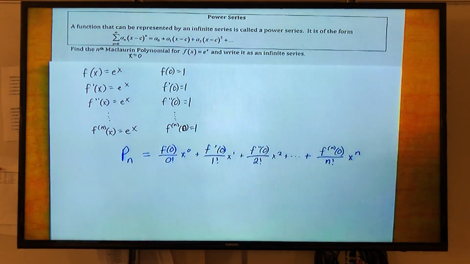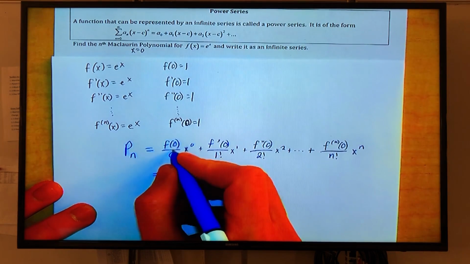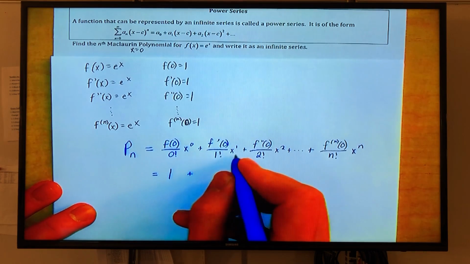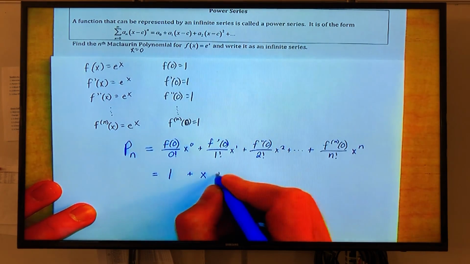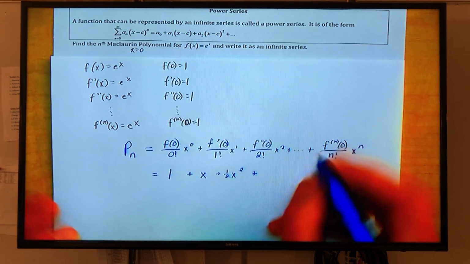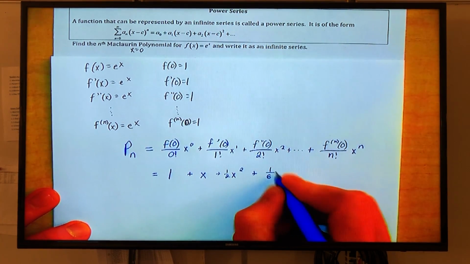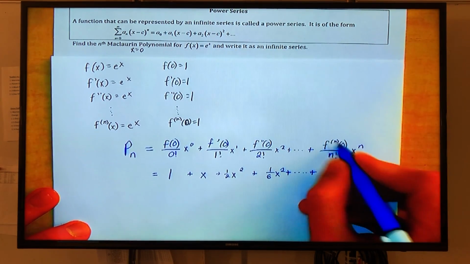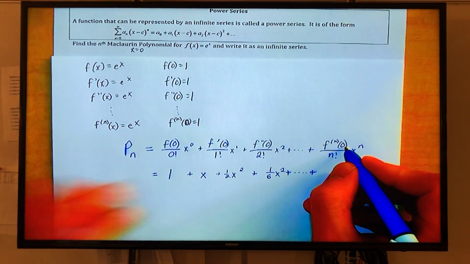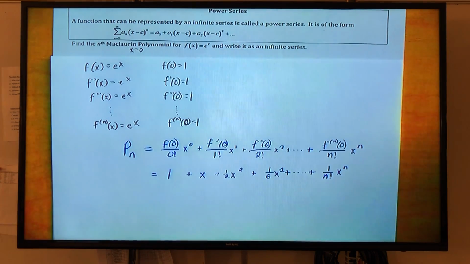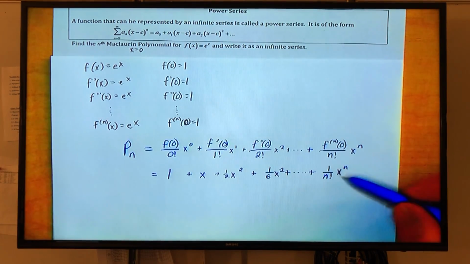We could work through some of this, and we will. As we do, we notice that we basically have 1 over 1 times 1. So this is 1, obviously. And then this is 1 over 1 times x. And this is 1 over 2 x squared. And then this next one, which would be the 3, is going to be 1 over 6 x cubed. We just continue with this idea until we get to this: the nth derivative, when you plug in a 0 of e to the x, is 1. So 1 over n factorial, x to the n. And this is the general form right here.